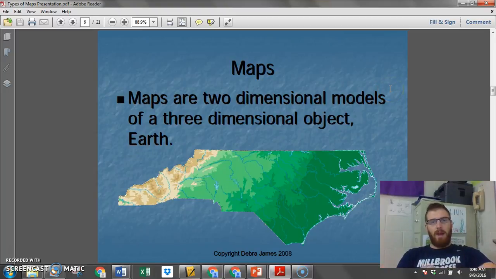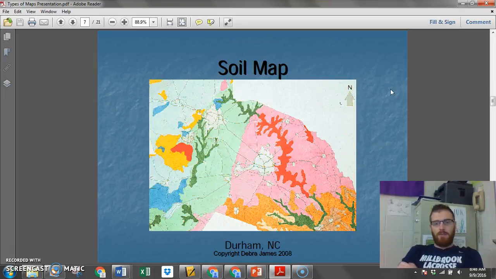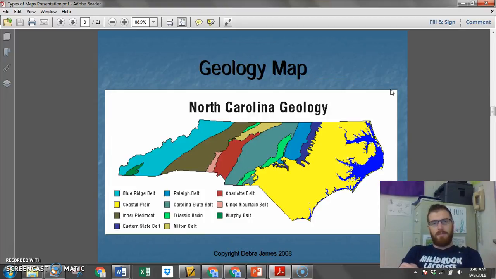Okay, what is a map? A map is a two-dimensional model of a three-dimensional object. The three-dimensional object that the map is modeling is the Earth. Here's some different types of maps you can see here.